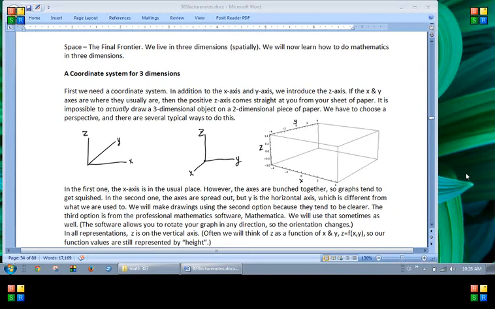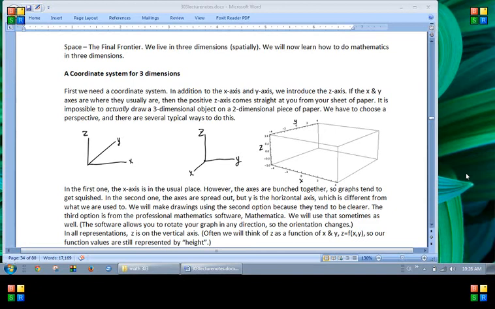In the second one, the axes are spread out, but y is on the horizontal axis, and that may be a little disorienting at first. But you're going to have to acclimate to this weird orientation because we're trying to put 3 dimensions of space in a 2-dimensional piece of paper. Okay. So we're going to make drawings. We're typically going to make drawings using this axis setup because they tend to be clear as we're representing things.